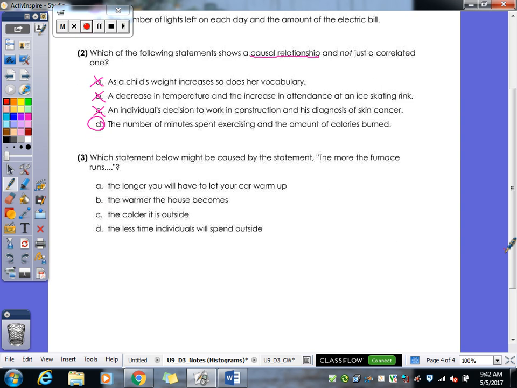All right, now last one. Which statement below might be caused by the statement, the more the furnace runs, blah? Is it the longer you'll have to let your car warm up? No, furnace doesn't cause you to have to warm up your car. The warmer the house becomes? Does your furnace running cause your house to get warmer? Yes. That's it right there.